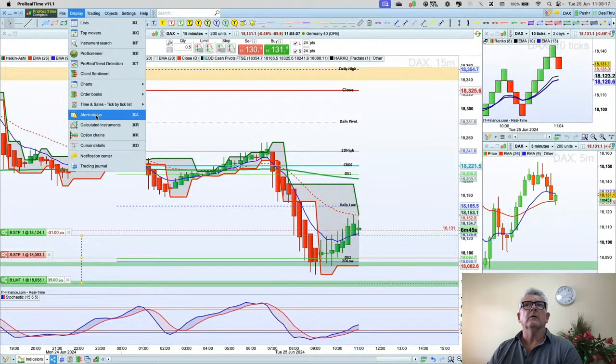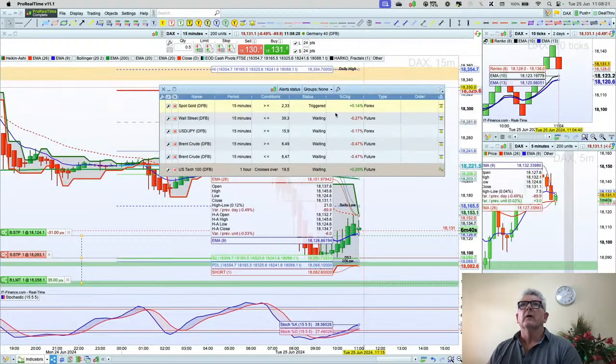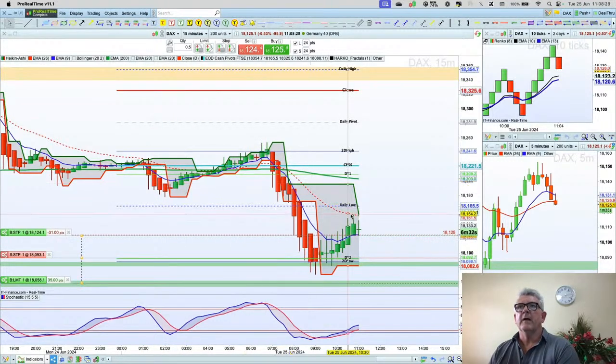I've got an alert going off. Just show you the alert. Gold. Let's go and have a look at gold. It's triggering high. Let's have a look at gold. Keep an eye on the 15-minute bar for here, guys, because that is valid.